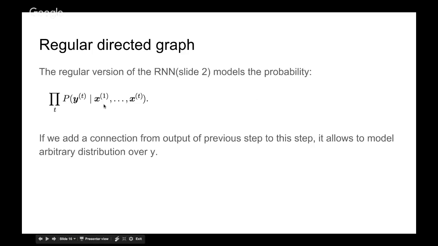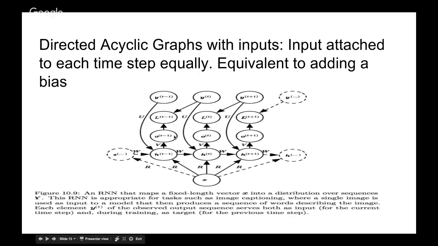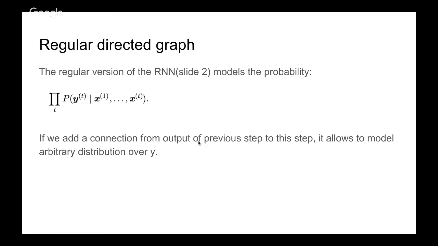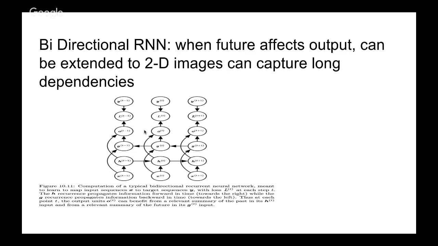But if you add, like in teacher forcing, a connection from the output of the previous step to this step, so if you add o_{t-1} to h_t, this connection, then it allows you to model any arbitrary distribution over y, like y_t given previous y's as well. So that's what the book mentioned.